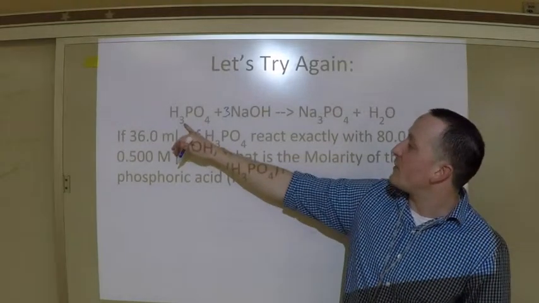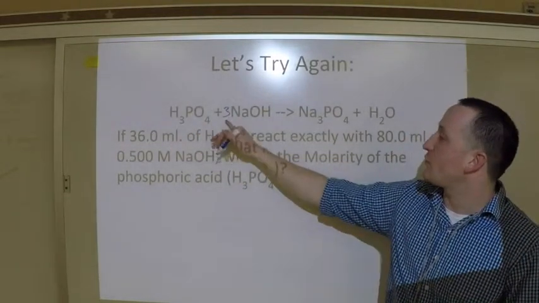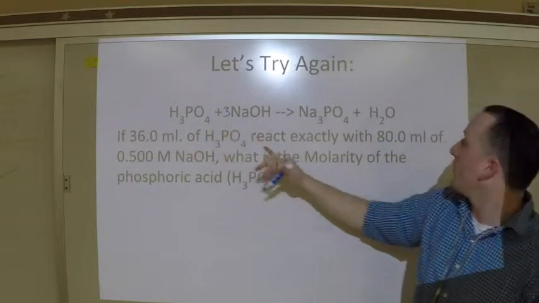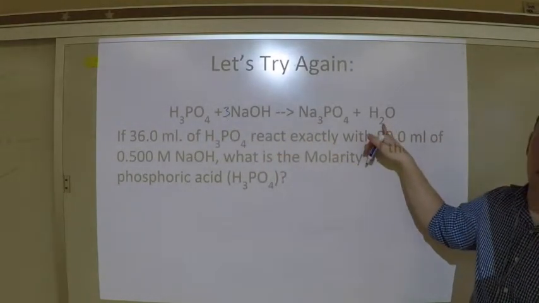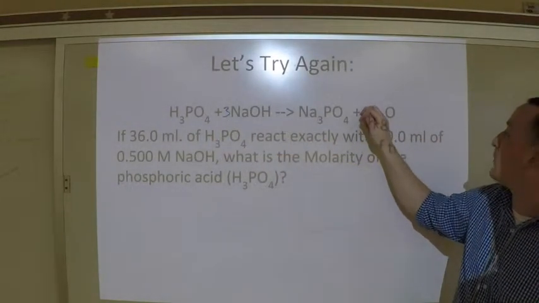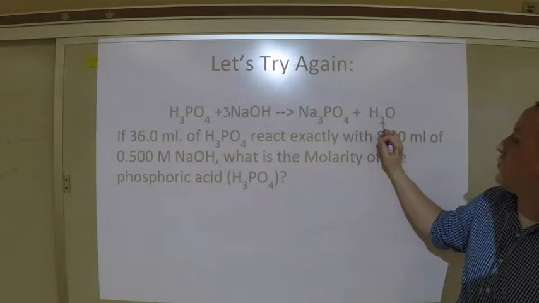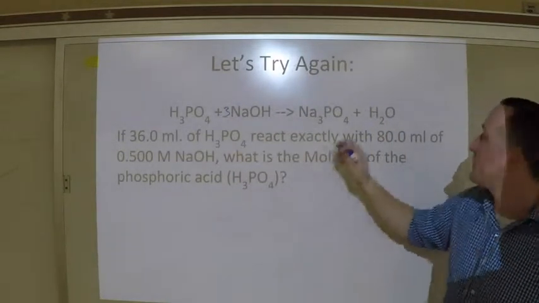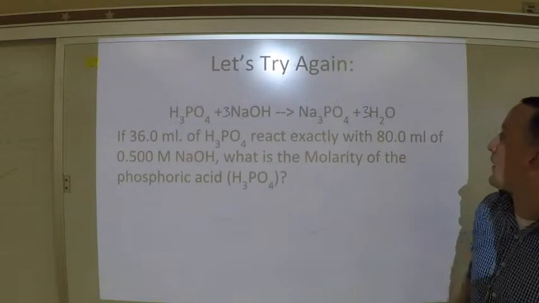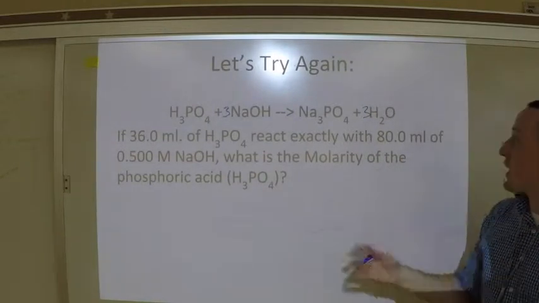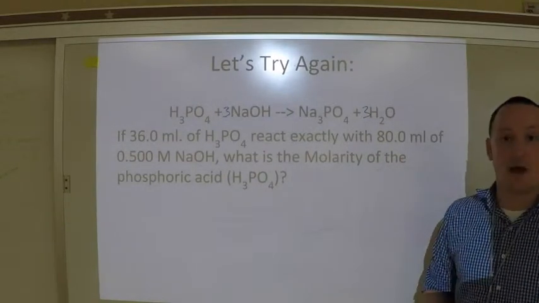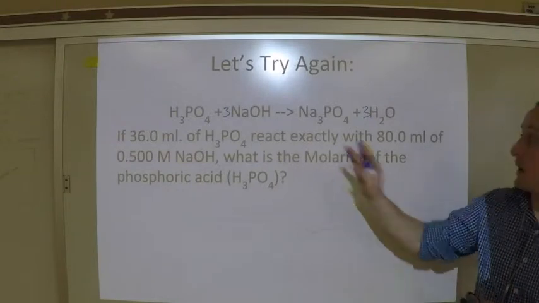So now I have 3 hydrogens here plus these 3 hydrogens, which gives me 6. And on this side, I only have 2 hydrogens. So in order to get these 2 hydrogens up to the 6 that are on the left, I'm going to put a 3 right there. So now that equation is balanced and ready.